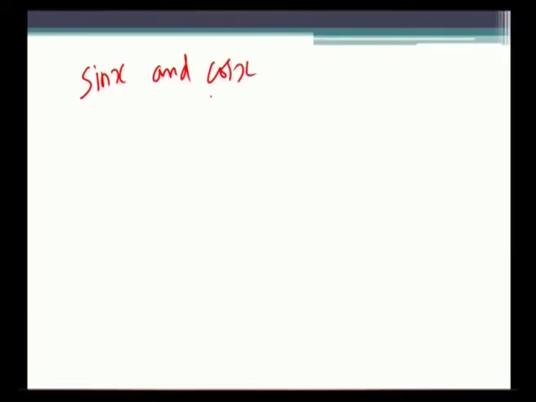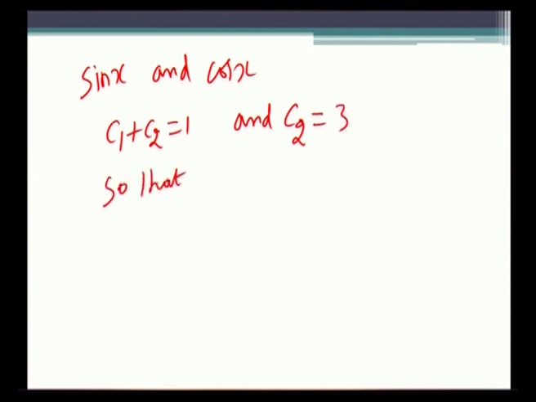Comparing the coefficients of sin x and cos x, we get C1 plus C2 is equal to 1 and minus C2 is equal to 3. So, the value of C1 is equal to 4 and C2 is equal to minus 3. So, this is how the values of C1 and C2 can be obtained from this equation.